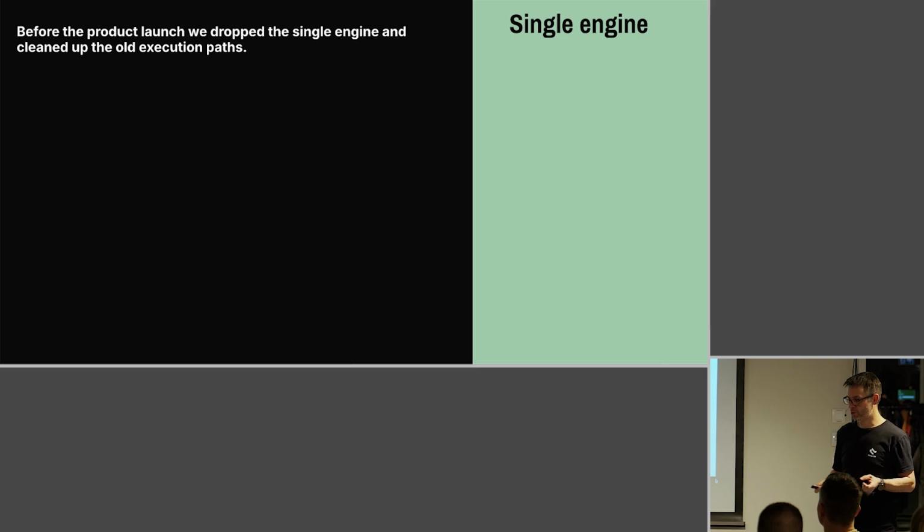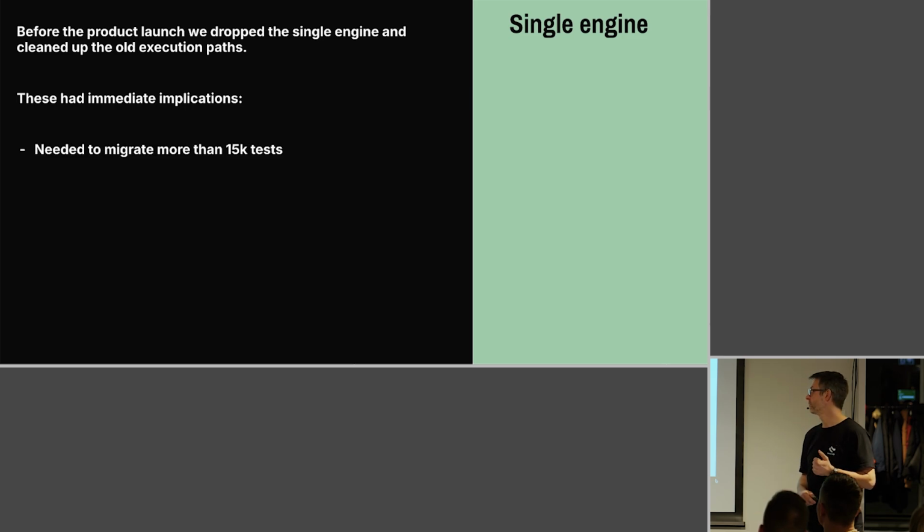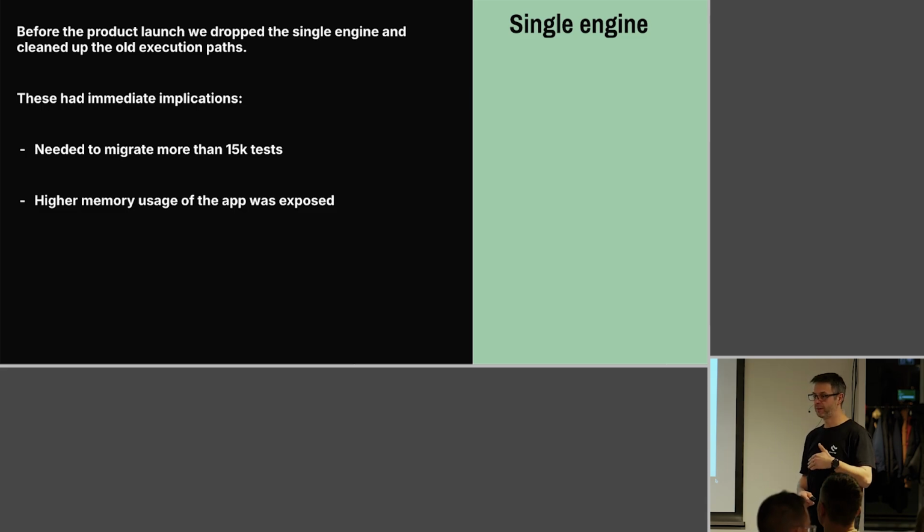Before the product launch, at the end of the beta, we basically discontinued the single engine. So what was our single engine became the engine, and we needed to clean up everything. This had immediate implications for the software. First of all, we needed to migrate 15,000 tests, basically, which were from the old branch. We needed to migrate them to history-compatible tests.